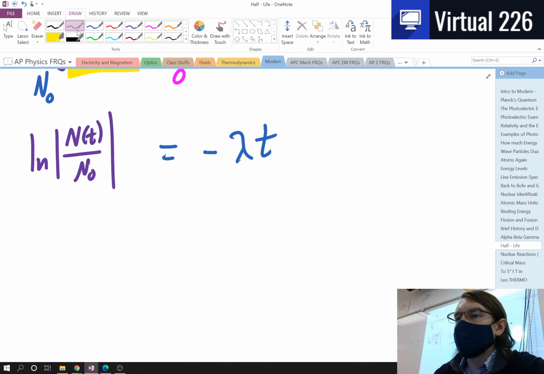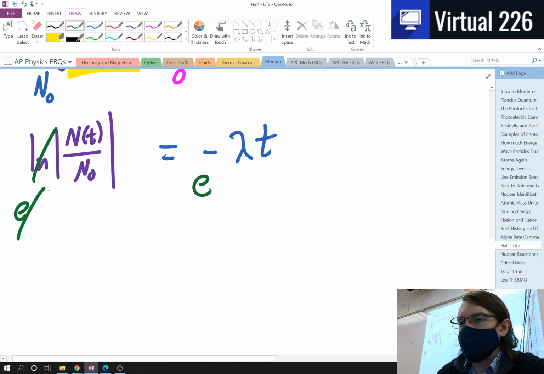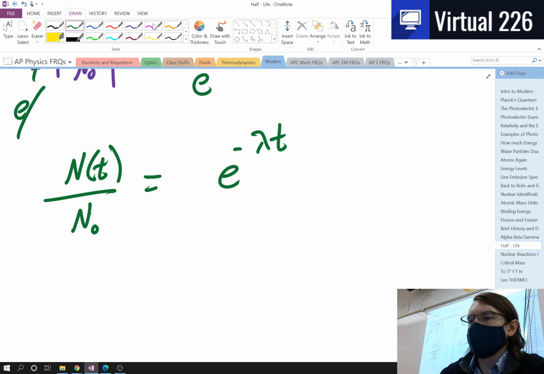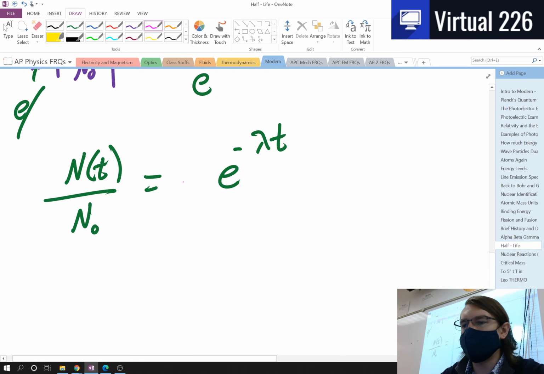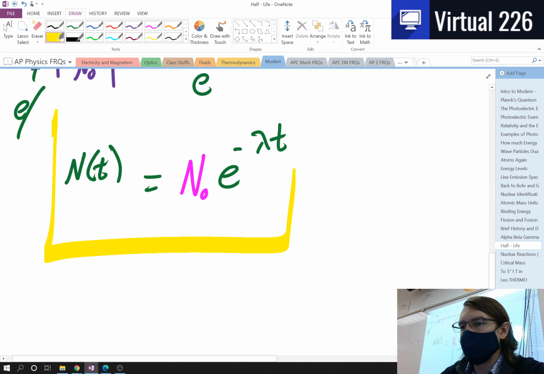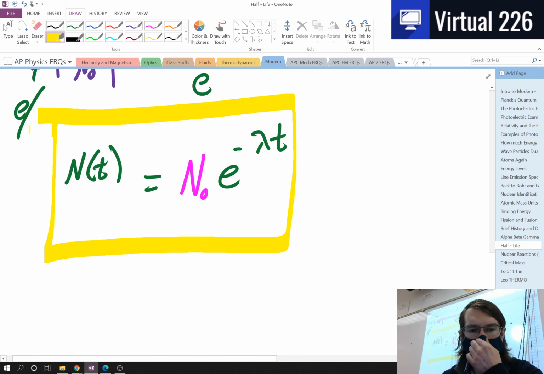Now to get rid of that log, we exponentiate e to each side. The natural logs die out. So we have n of t over that initial quantity, which we're calling n naught, equals e to the minus lambda t. And then to simply find n of t, we just move n naught over to the other side, and we call it a day. And this is a nice half-life derivation.